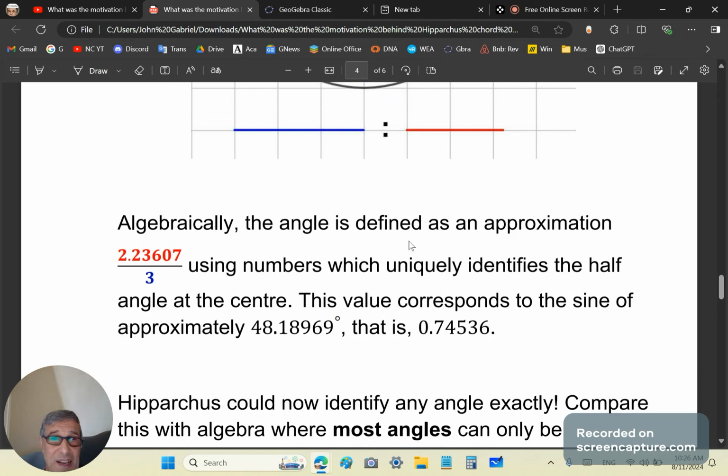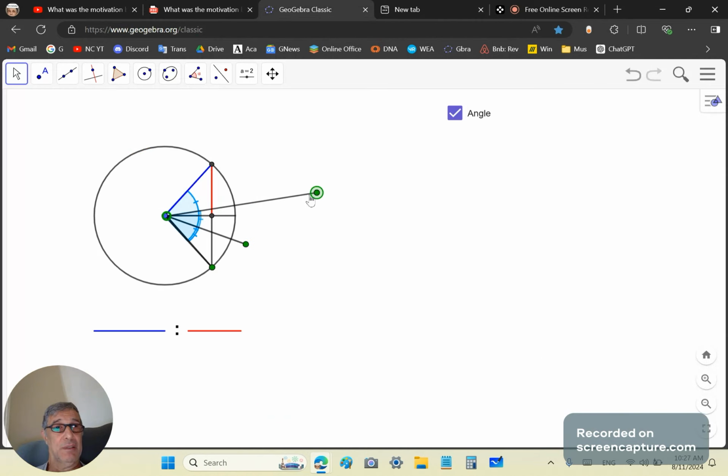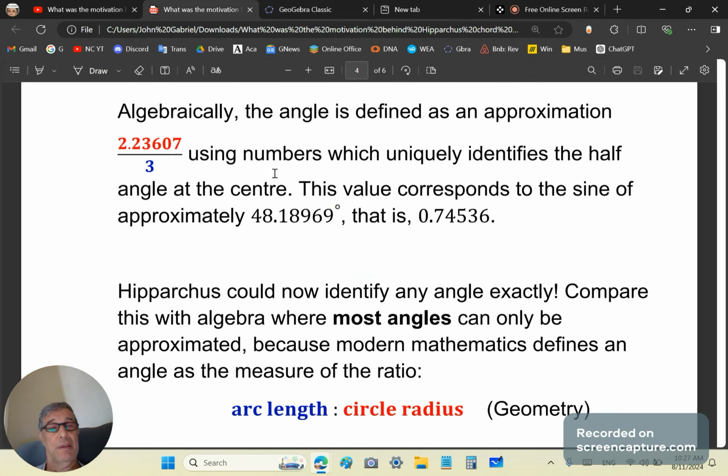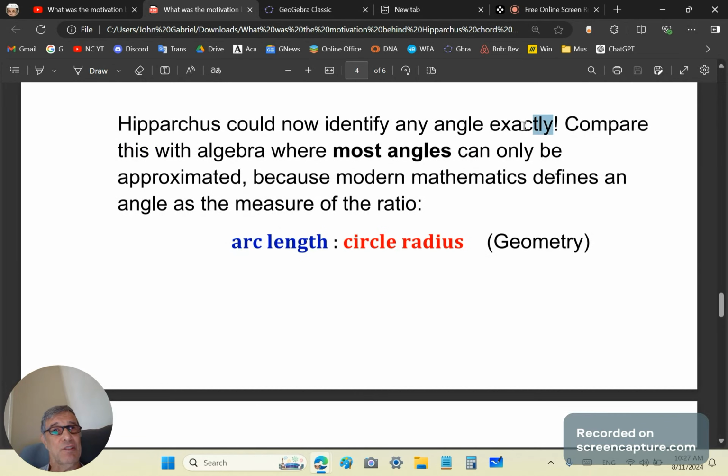So algebraically, the angle is defined as an approximation using numbers which uniquely identifies the half angle at the center, as I showed you in here. Okay. Uniquely identifies this half angle, either this half angle or this one. And this value corresponds approximately to the sine of 48.18 degrees, which is approximately 0.74536.